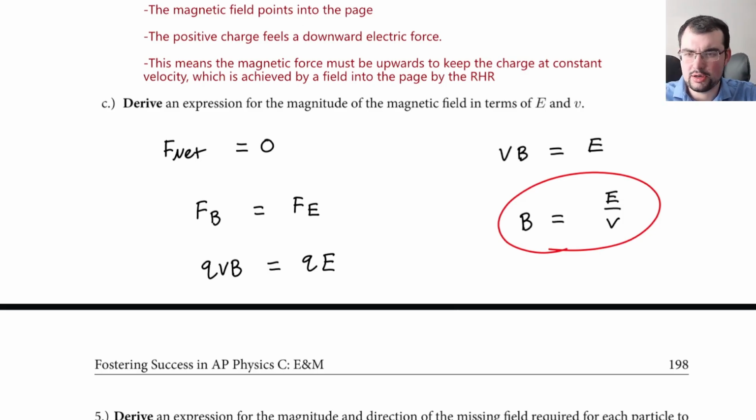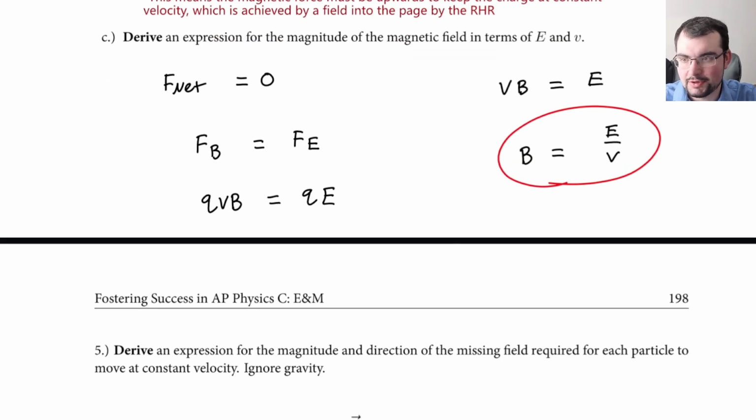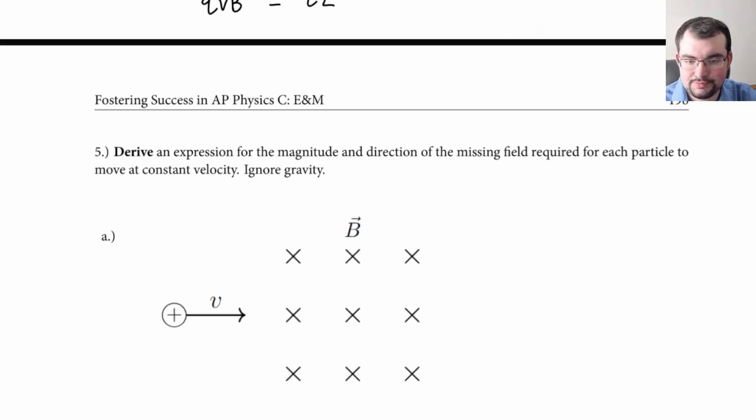So if your charge goes too fast, the B field will win. If your charge goes too slow, the E field will win. So we'll see later this can be shown as a velocity gate, where only a very special speed can pass through the plates. And that's very useful for us in the next section.